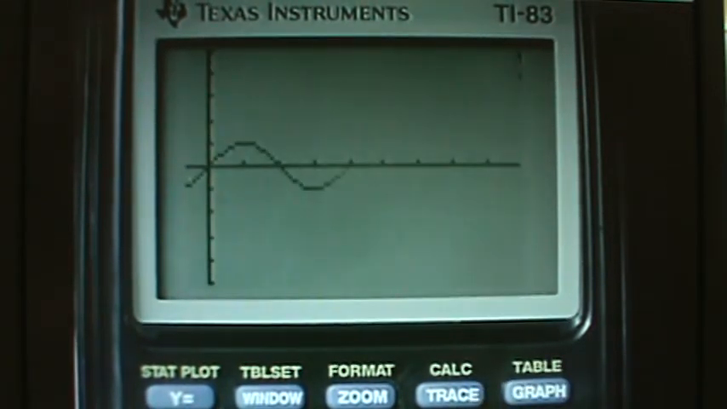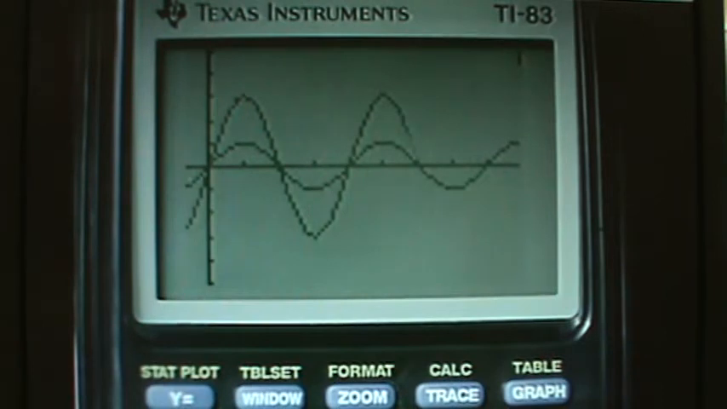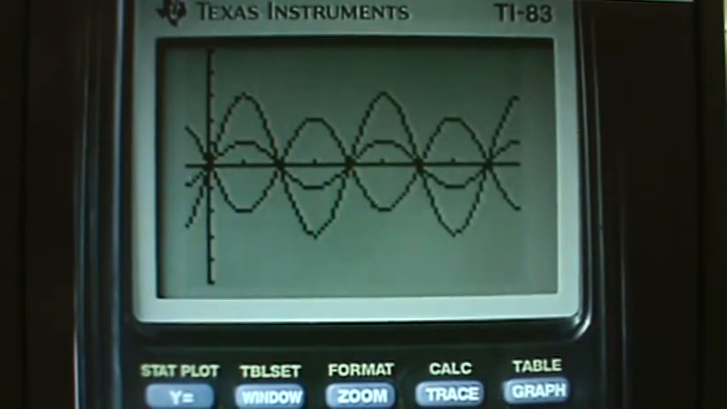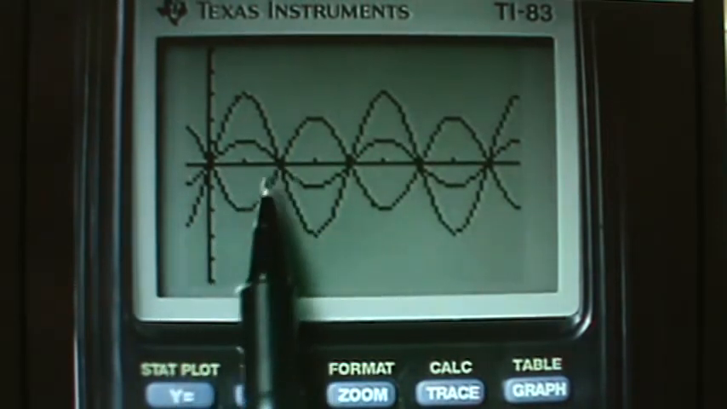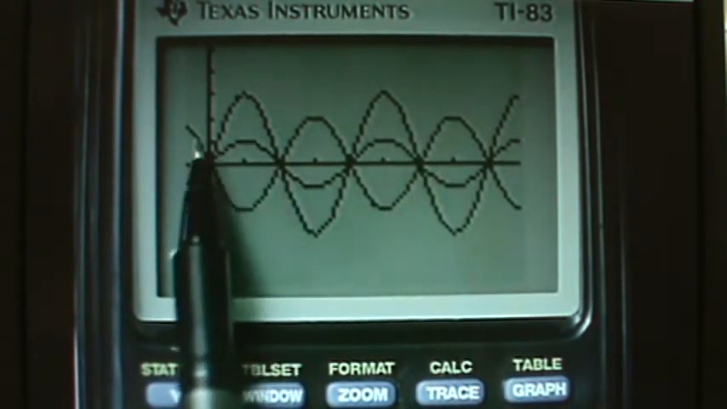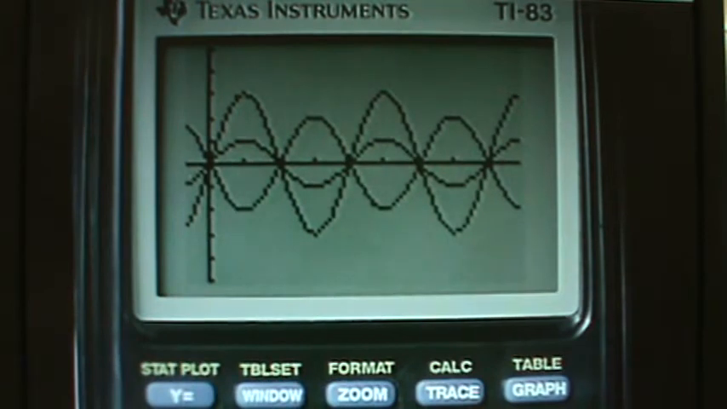All right, here's sine x. Next will be 3 sine x. And the third one will be negative 2 sine x. And you see it just kind of flips the graph over. Negative 2 sine x would be the flip over of this one. This little down part right here would be up if it were 2 sine x. So the negative sign just tends to flip it over.